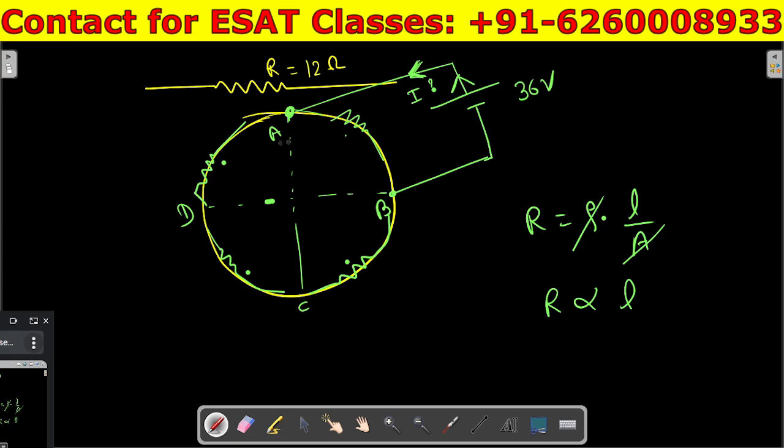So all these 4 quarters have 12 upon 4, so it is 3 ohm. This is also going to be 3 ohm. This A to D, this D to C should also be 3 ohm. This C to B is also 3 ohm, right? Is it okay till here now?